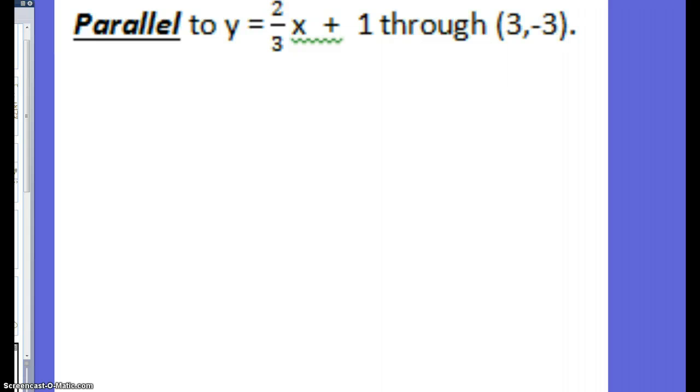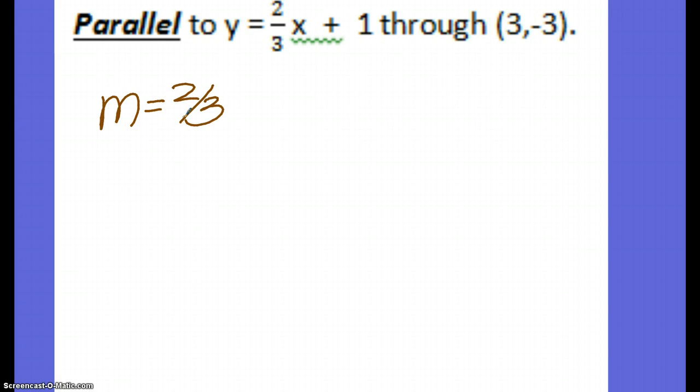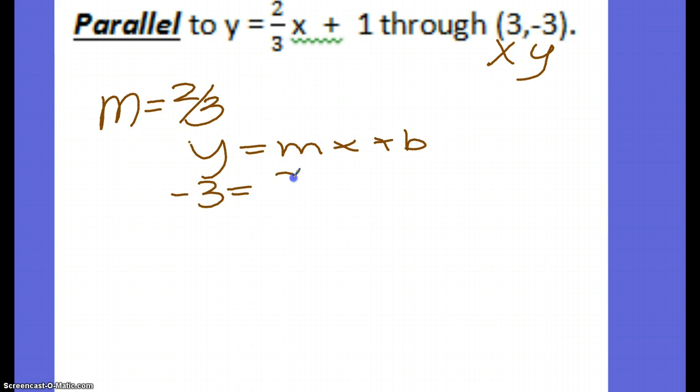One more example of parallel. I'm going to go through this one quicker. So we want parallel, so our slopes are the same, so that the lines will be parallel. We've got x, we've got y. So y equals mx plus b, negative 3, 2/3, x is 3 plus b.